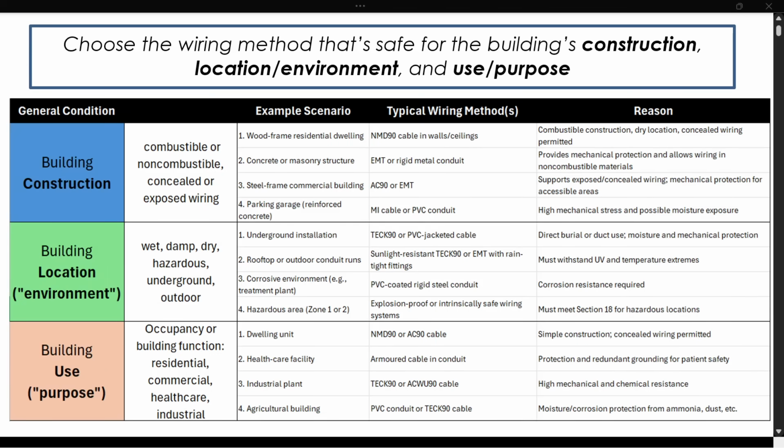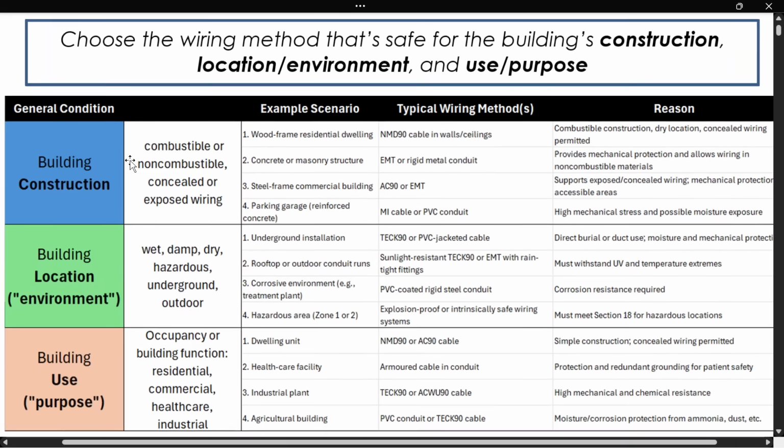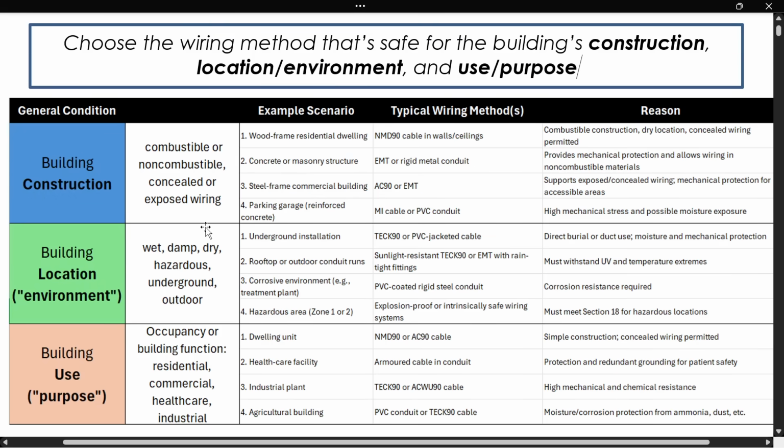So in terms of building construction, that really matters because is it combustible or is it non-combustible materials? Is it concealed or is it exposed wiring? For example, a wood-framed residential home in Canada and in the US, that's a combustible construction. It's dry, it's made out of wood, and also, we're allowed to conceal the wiring. So in Canada, we would choose NMD 90. In the US, that's NMB wiring.